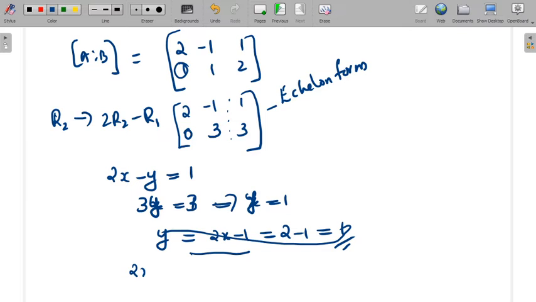So, as y is equal to 1, we get 2x is equal to y plus 1 equal to 2, which implies x is equal to 1. So this is exactly what we have obtained as solution of the system. X is equal to this capital X stands for the column of variables. So small x is equal to 1, small y is equal to 1 is the solution of this system.